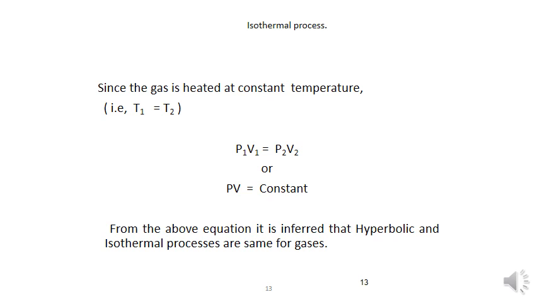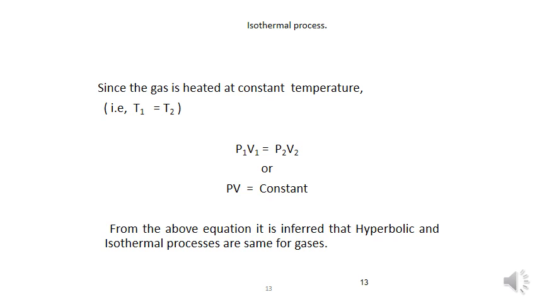For the constant temperature process, the equation of state is reduced to the following form. What is the following form? We know the gas equation P1 V1 by T1 is equal to P2 V2 by T2. Here constant temperature means T1 equal to T2. Then it becomes P1 V1 is equal to P2 V2. We can write this equation as P1 by P2 is equal to V2 by V1. According to Boyle's law, P is inversely proportional to the volume. So PV is equal to constant.